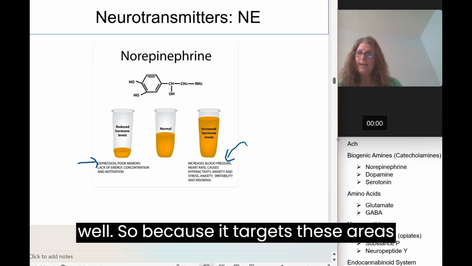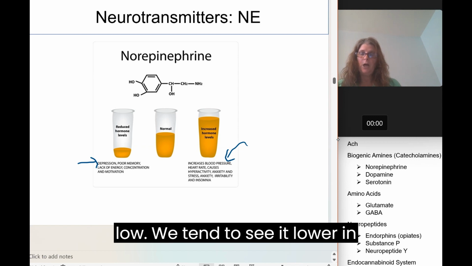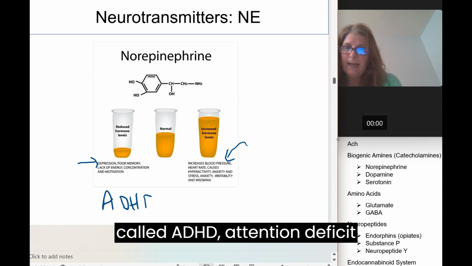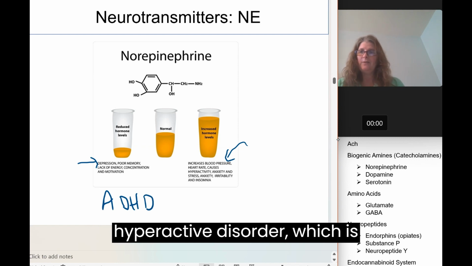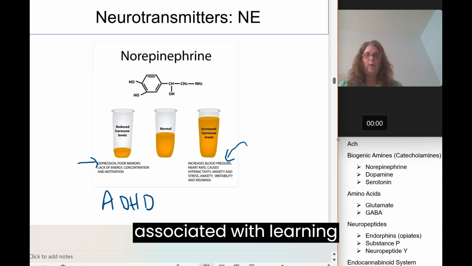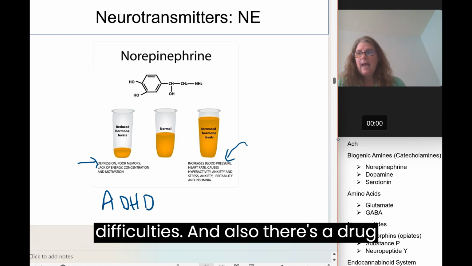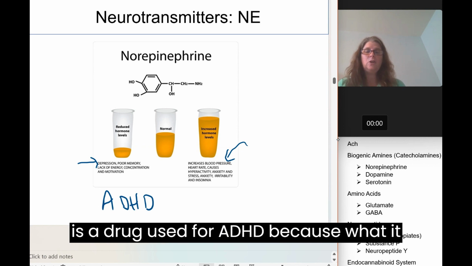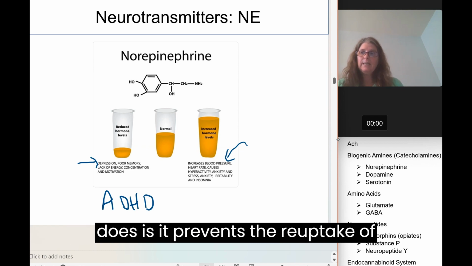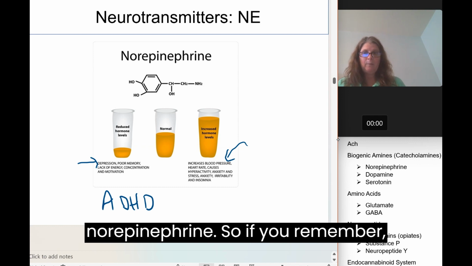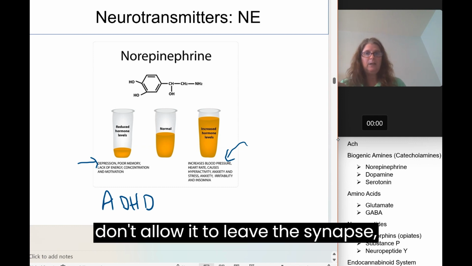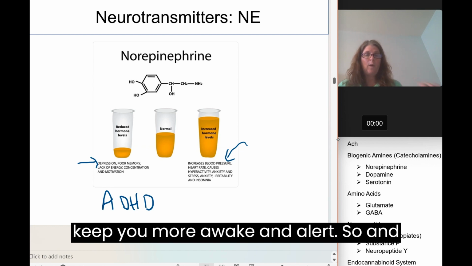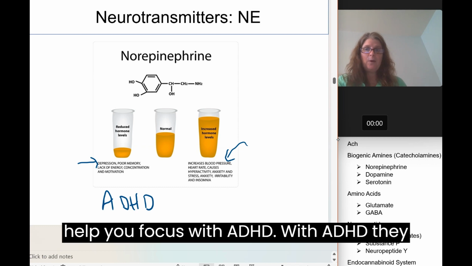Because it targets these areas of the brain, we do know that if it's too low, we tend to see it lower in depression and also with something called ADHD, attention deficit hyperactive disorder, which is associated with learning difficulties. There's also a drug called Strattera, it's in your notes, and this is a drug used for ADHD because it prevents the reuptake of norepinephrine. If you remember, we don't allow it to leave the synapse, so it's going to be in there longer and carry out its effects and keep you more awake and alert, and help you focus with ADHD.